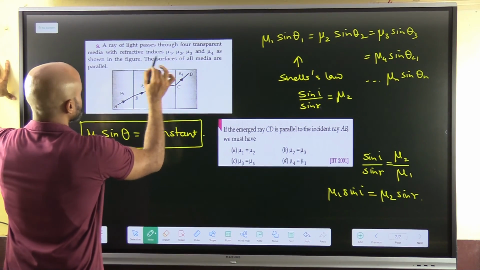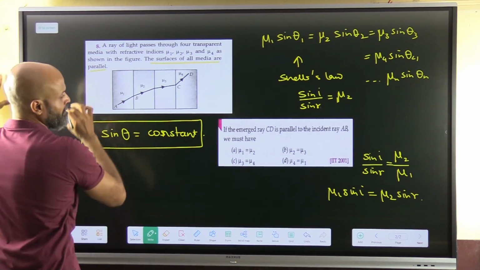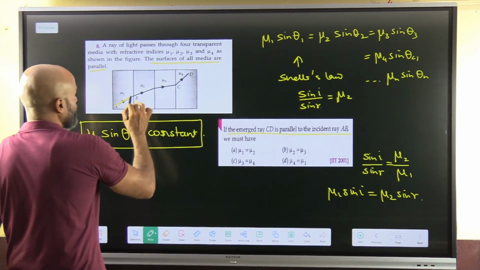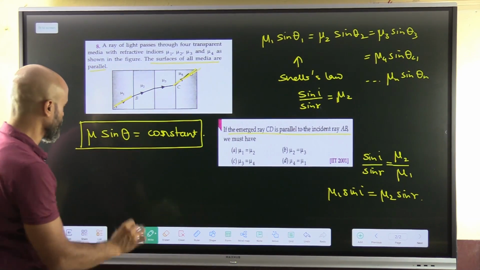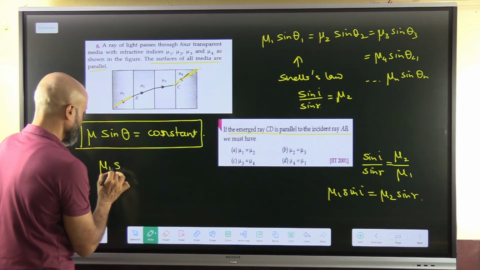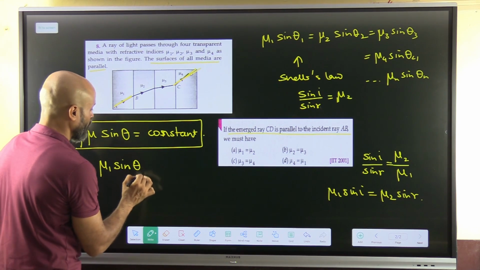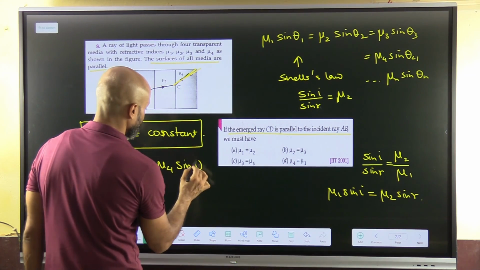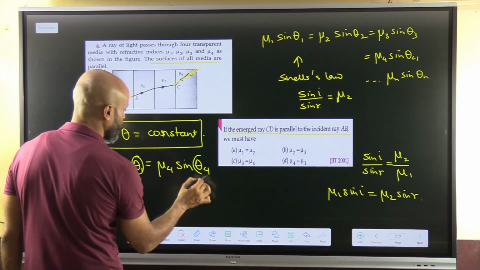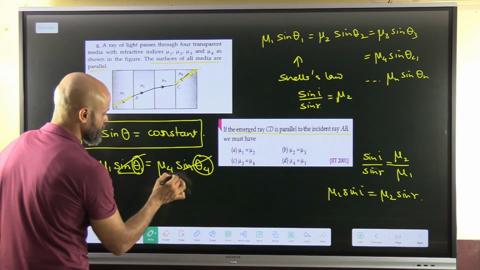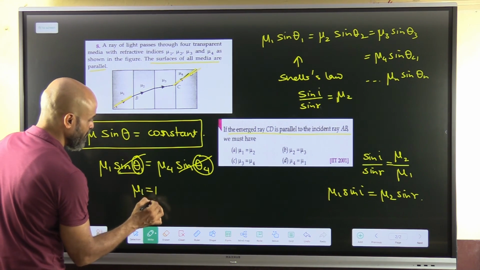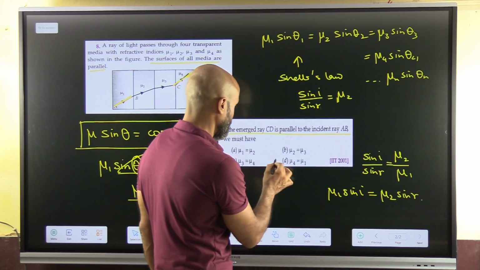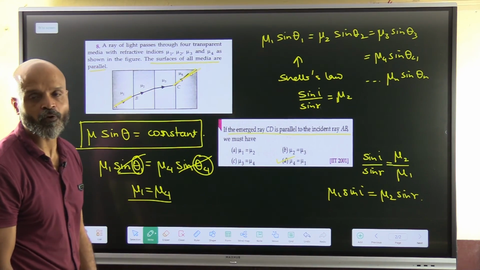Now here it states that the surfaces of all media are parallel and the emergent ray CD is parallel to the incident ray, which means AB and CD are parallel. So mu1 into sine theta 1 is equal to mu4 into sine theta 4, and here theta 1 and theta 4 are equal. If I cancel these, then obviously mu1 is equal to mu4.